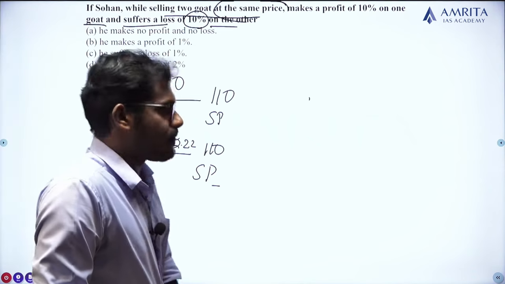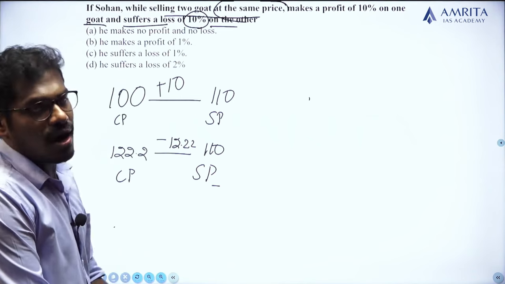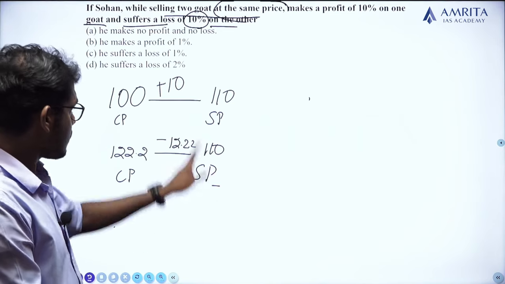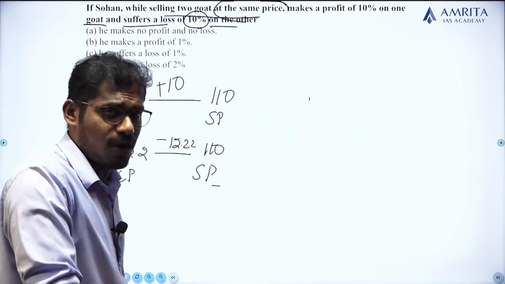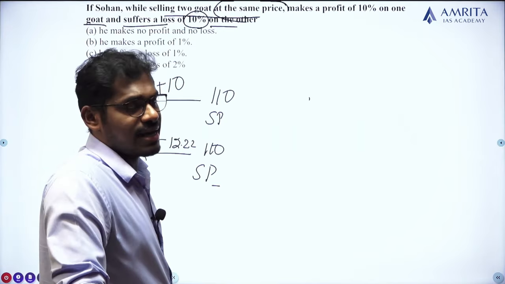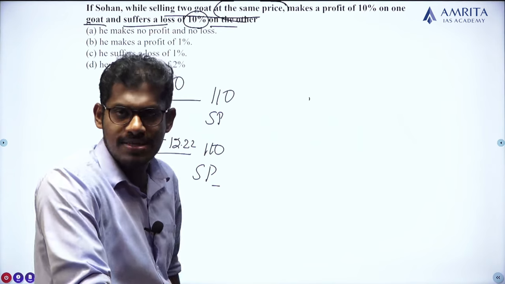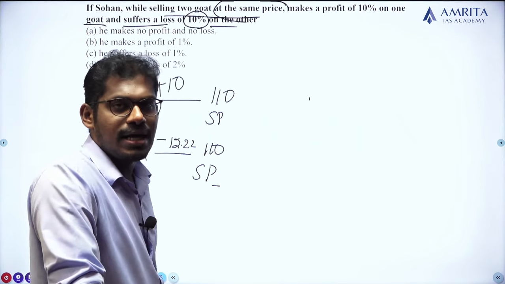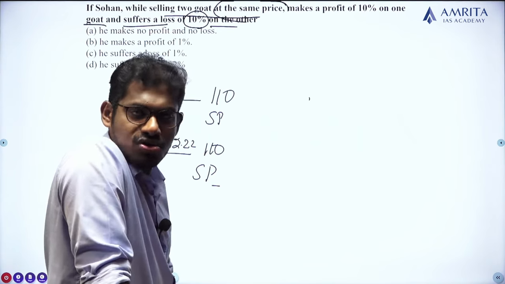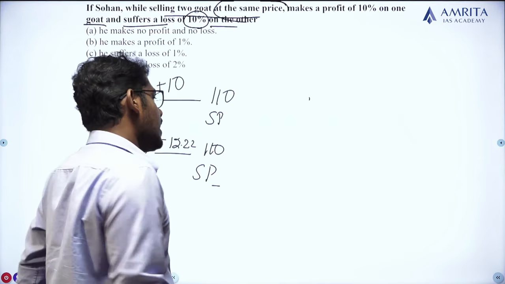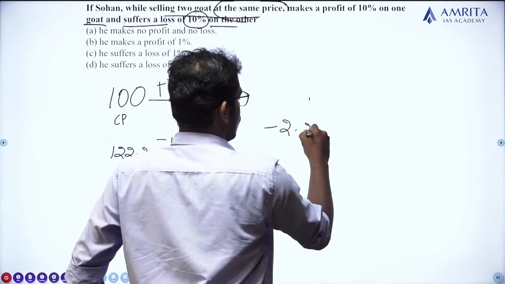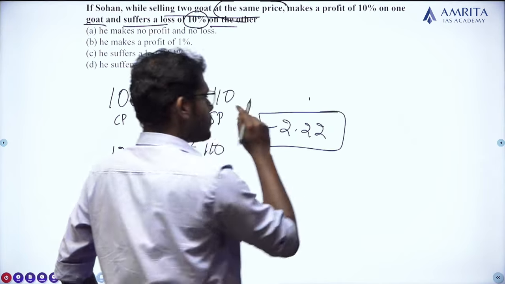12.22 rupees. Clear? Okay, fine. Now the question is half done. In the first case, he had obtained a profit of 10 rupees. In the second case, he suffered a loss of 12.22 rupees. Now tell me whether he faced a loss or a profit. Exactly. He faced a loss of 2.22 rupees.